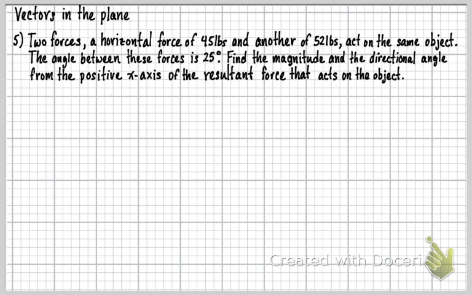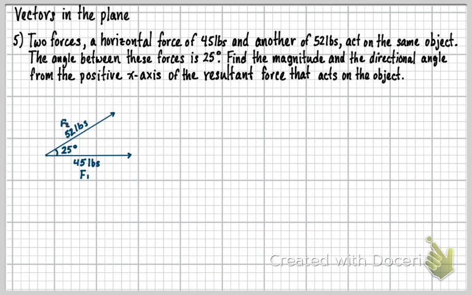So what we're going to do first here is draw a picture. We have 45 pounds, 52 pounds, and 25 degrees. So that's what we're going to start with. Here's a nice picture to start us off. There's another thing I should add to this. This down here is my F1, and this up here is my F2.